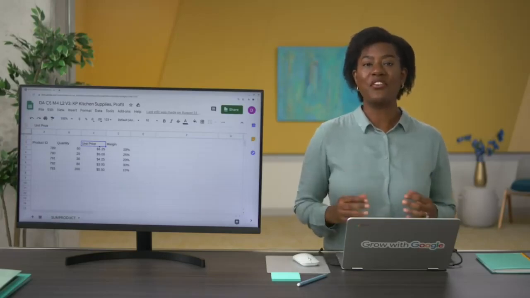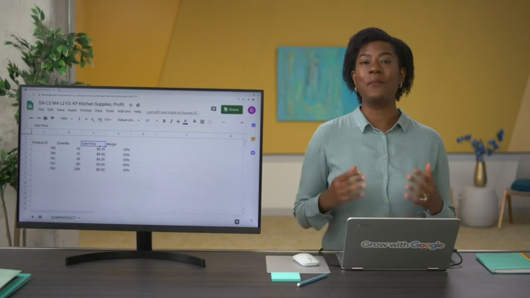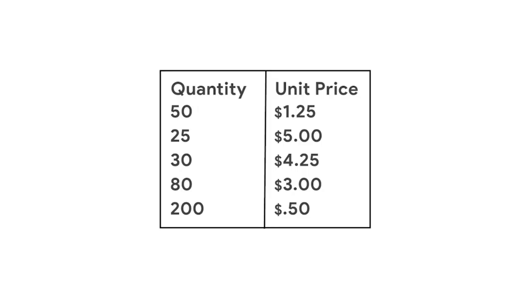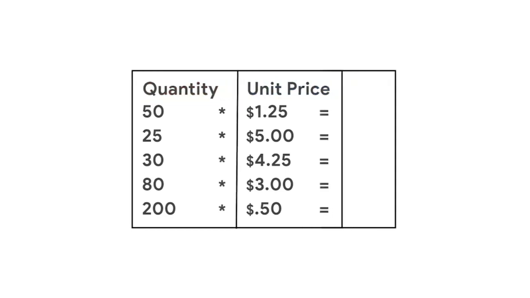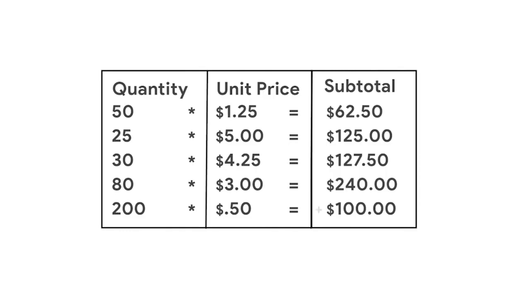To find the total revenue, we need to do both addition and multiplication calculations. So first off, we need to find the revenue that each item brought in separately. If we did this without SUMPRODUCT, we'd have to multiply each quantity by its unit price, 50 times $1.25, 25 times $5, and so on. Then we'd have to add all of those revenue amounts together to get the total revenue. Fortunately, the SUMPRODUCT function does all of that for us.